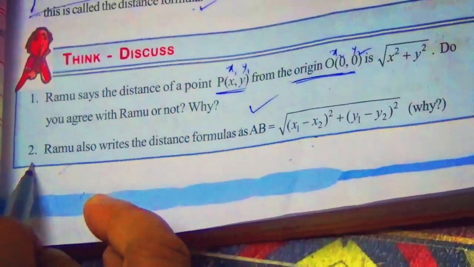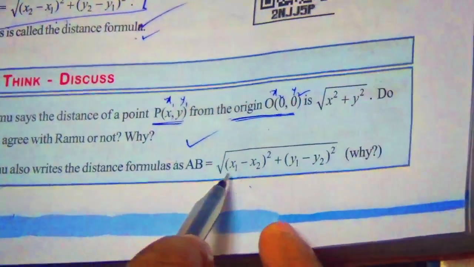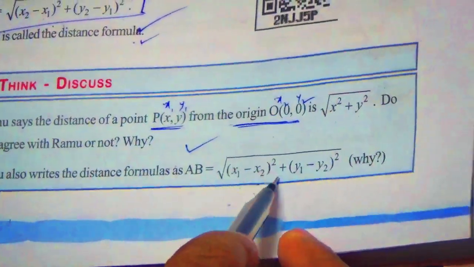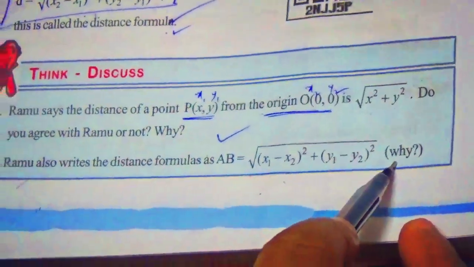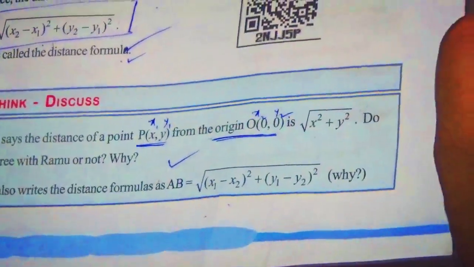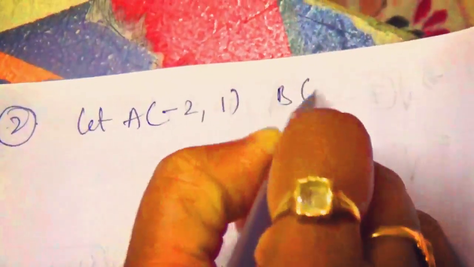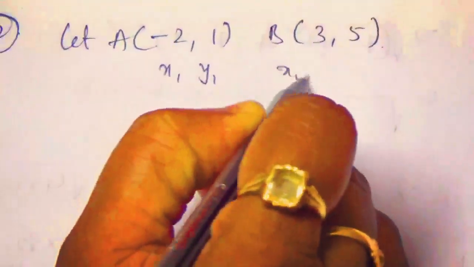Now in the second sum, Ramu also writes the distance formula as AB equal to the square root of (x1 minus x2) whole square plus (y2 minus y1) whole square. We have to give the reason for this question. Let us take one example from the second sum in think and discuss. Let A be (minus 2, 1) and B be (3, 5), so x1, y1, x2, y2.